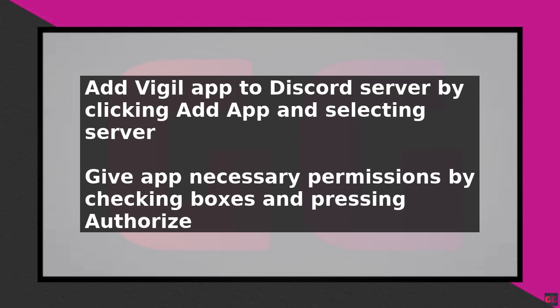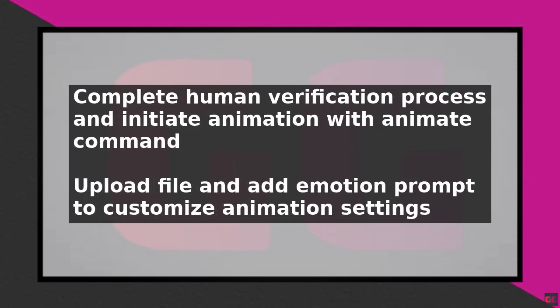To use the bot, go to the general chat in your server and type Animate to initiate the animation process. This will prompt you to upload a file, which can be done by clicking on the Upload button and selecting a file from your device. You will also be given the option to add an emotion prompt to your animation.